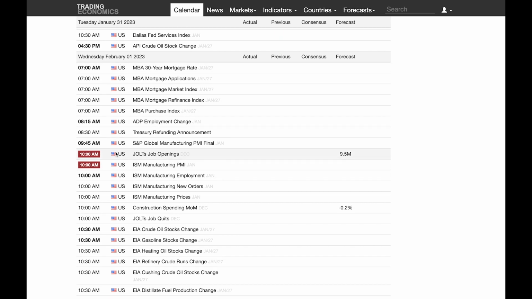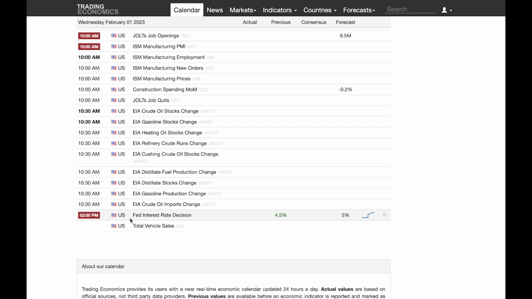Okay, and another one, February 1st on Wednesday at 2 p.m. Here's the interest rate decision. So this is the next one that is going to determine how much the Fed is going to raise the interest rates by. But this is a good calendar. I like it. It's free. So it's just tradingeconomics.com if you want to use it. Otherwise, there's a lot of economic calendars that people use. This is just personal preference.